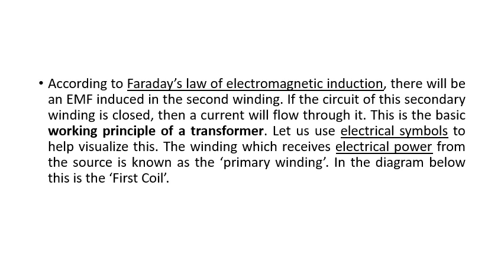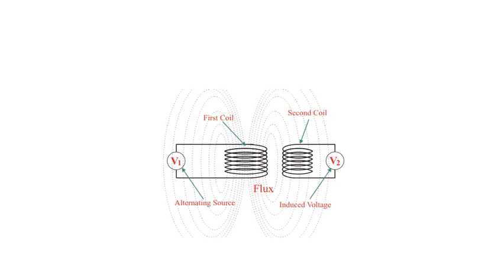The winding which receives electrical power from the source is the primary winding, on which we apply the electrical power. The winding where we use electromagnetic induction and transfer the power is called the secondary winding. The details are shown here.